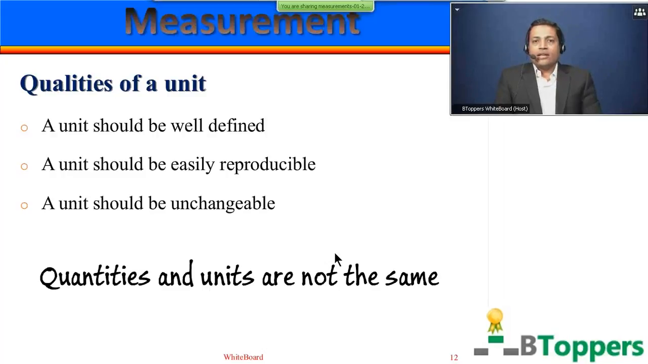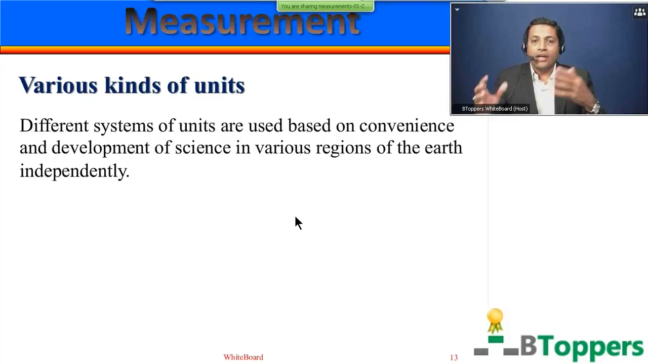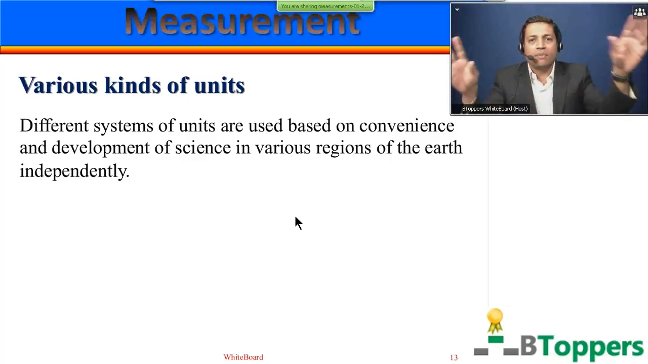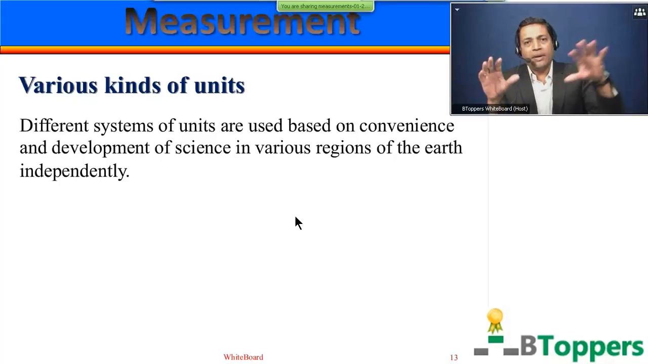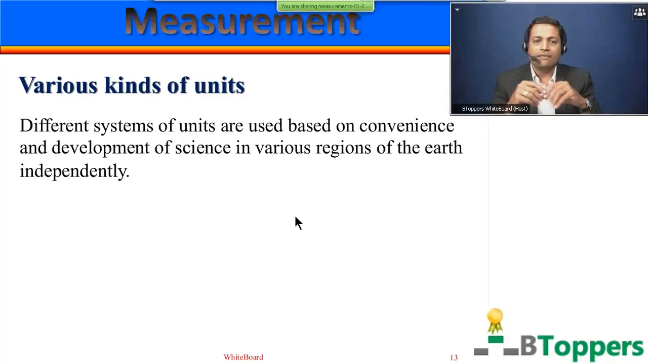Now, since quantities and units are not the same, let us go to the next aspect of units, that there can be various kinds of units. Why would there be various kinds of units? Because people started living in different civilizations, and earlier there was no communication between all these civilizations. That doesn't mean that science did not develop. Science developed independently in various parts of the world, and since there was not much communication between them, each one started developing their own units. So it is because of the independent development of science in various parts of the world that we have different kinds of units. I'll give you one example for this.